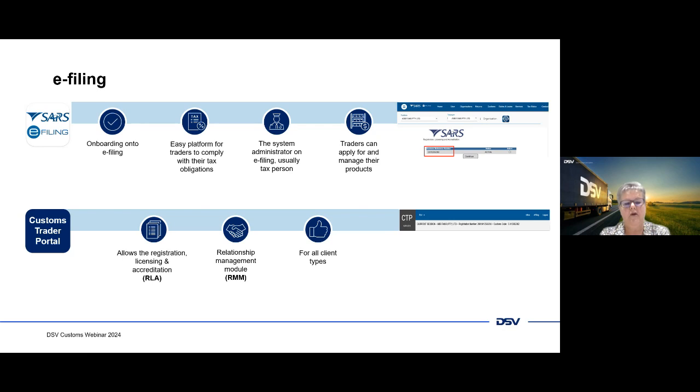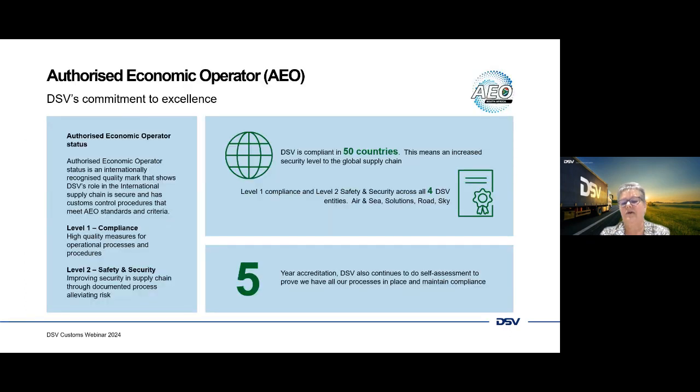Further enhancement on the e-filing system was to automate the drawbacks and the refund, as well as the inclusion of the automated AEO accreditation application process, which was implemented on the 8th of December. We as DSV have already assisted several of our clients with the RLA onboarding process, as well as the RMM disclosure during 2023. We will now have a look at the enhancements mentioned earlier.